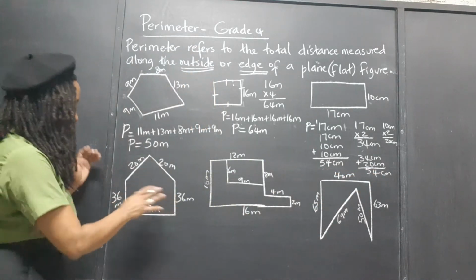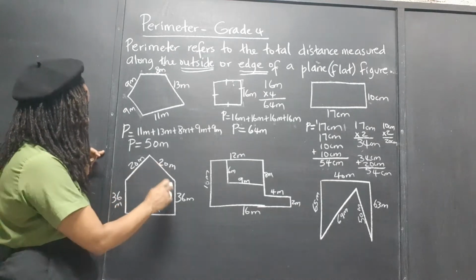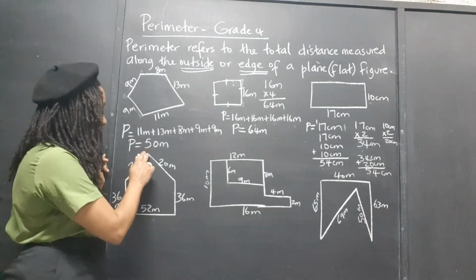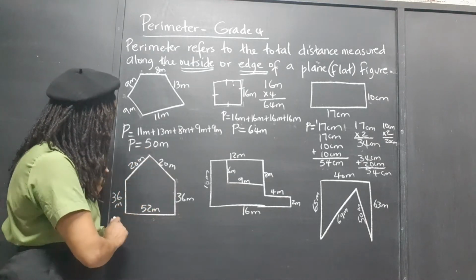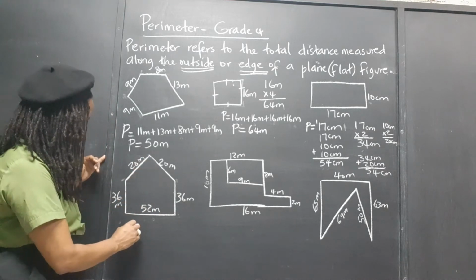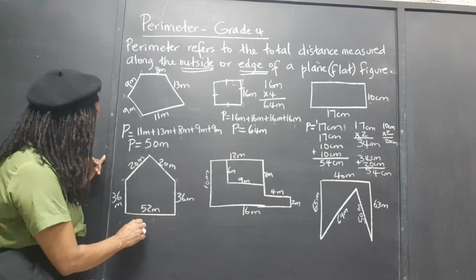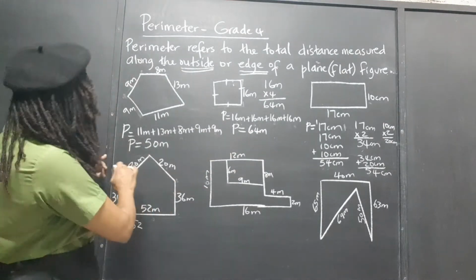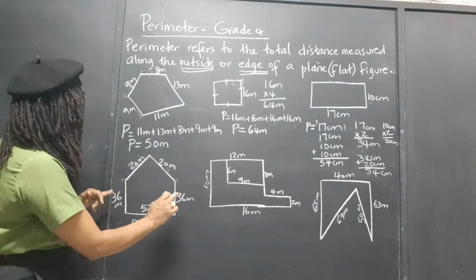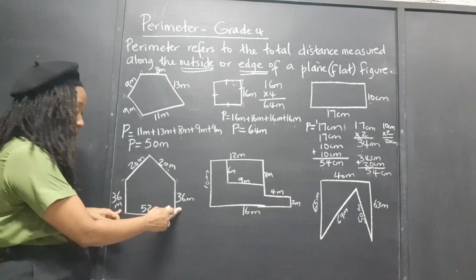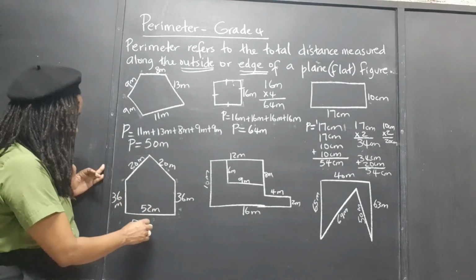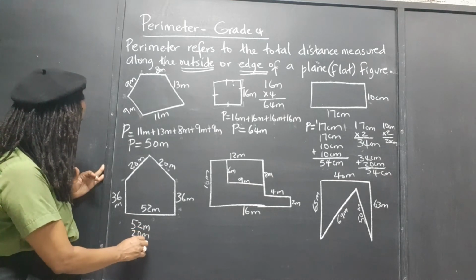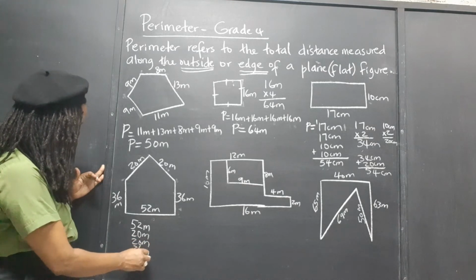Alright, now we have this pentagon, 1, 2, 3, 4, 5 sides. We want the perimeter. We know that the perimeter is the distance around the outside of the shape. So we're going to add all those distances. Because these two are equal, we could do what we did with the rectangle. We could multiply the 20 times 2, the 36 times 2, because these are also equal, and add those answers with the 52. Or you can just go straight and add the 2 20s, the 2 36s with the 52.